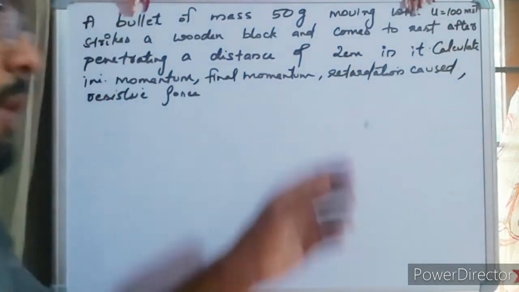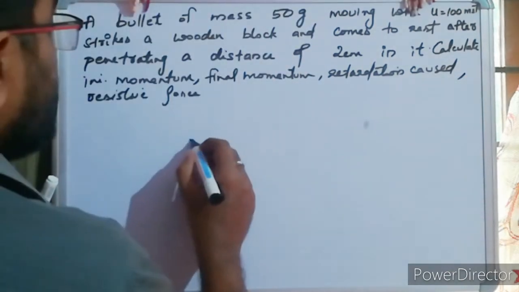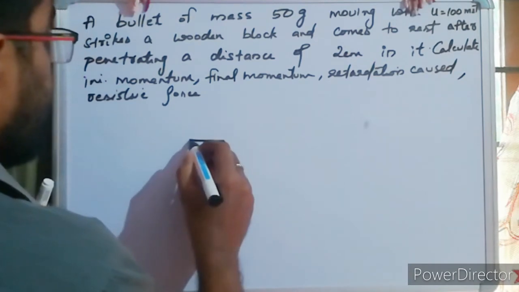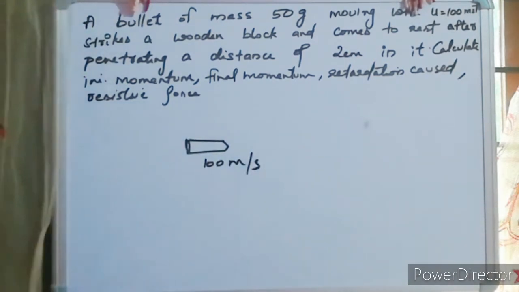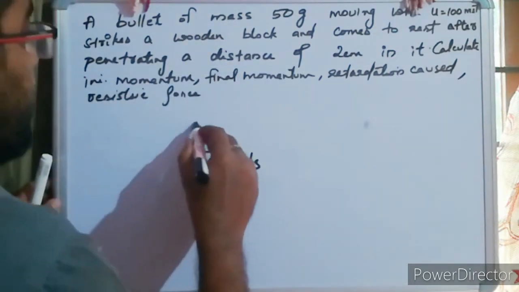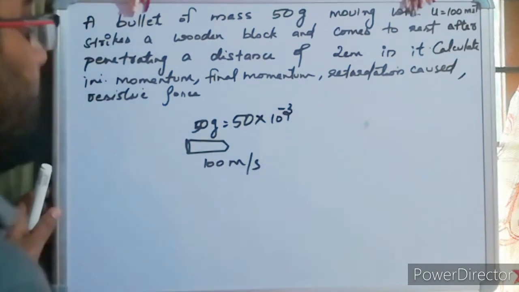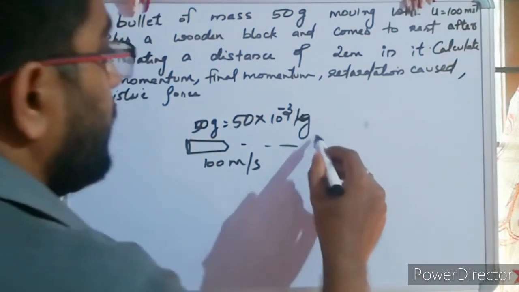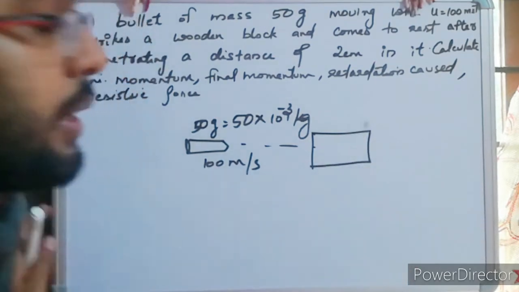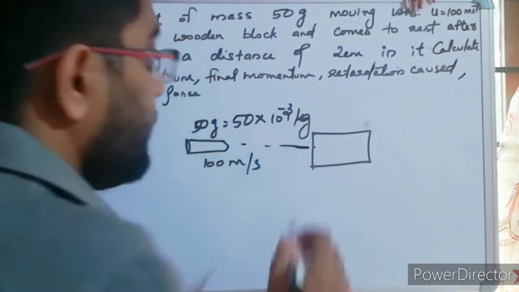So your next question: a bullet of mass 50 gram is moving with a velocity of 100 meter per second. Think that your bullet is moving with 100 meter per second. The mass given is 50 gram, which is equal to 50 into 10 to the power minus 3 kilogram. Now it is moving and encounters a wooden block. Now it is hitting the wooden block.